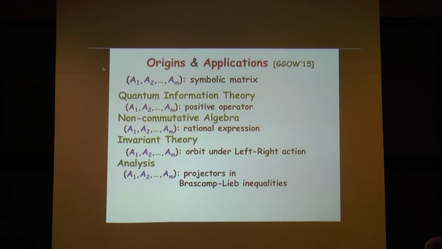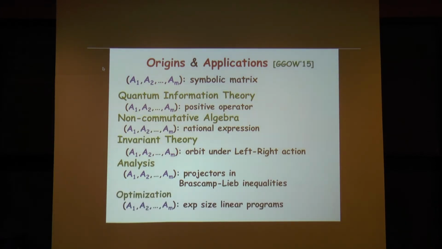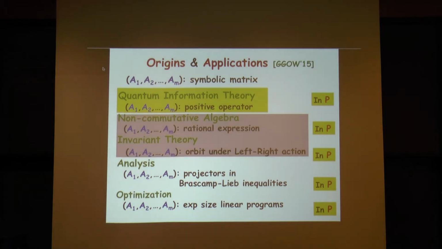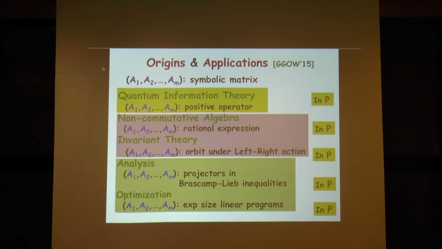In analysis, it turns out to be a template for a famous set of inequalities called Brascamp-Lieb inequalities. And in optimization, it turns out to be a way to describe exponential size linear programs that we can solve, we can test membership for. So all these problems turn out, because of these connections, to be in polynomial time. This we saw. I'll talk a little about these connections, and this I guess I won't.